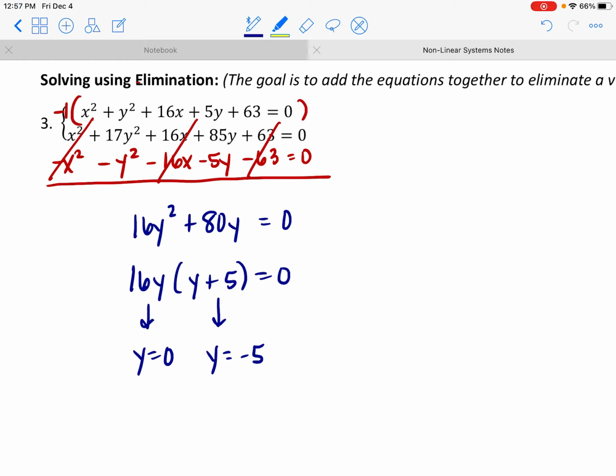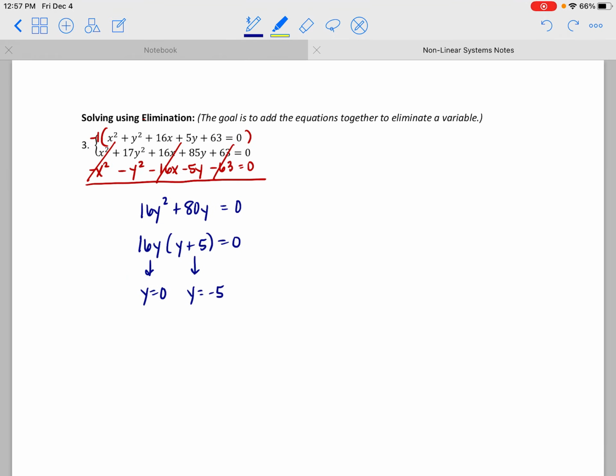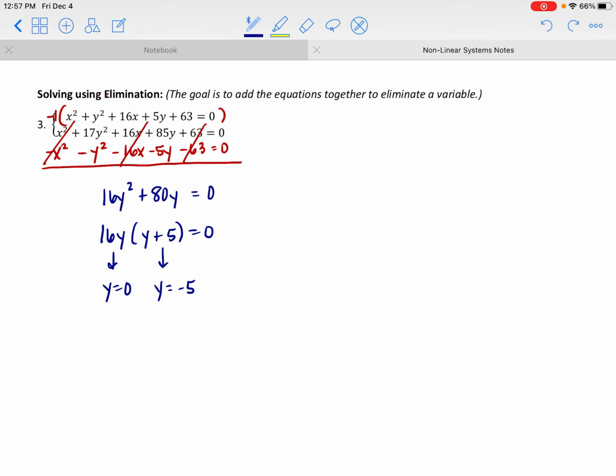Now, this is going to be a circle, this is going to be an ellipse, but without background knowledge, how are you supposed to know that, right? So we don't really know how many solutions we're looking for here. So let's plug in the 0 first. I'm going to plug in the 0, and neither one of those equations looks really nice to plug into. I'm just going to go with the first one, plugging in a 0 for y.